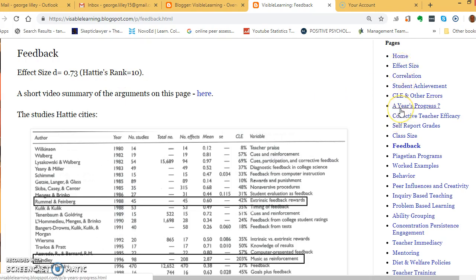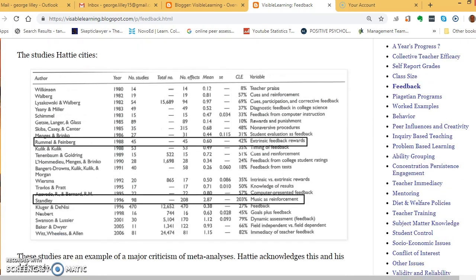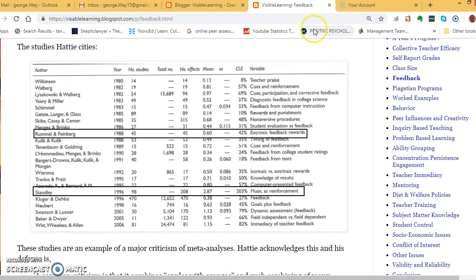In addition, Hattie continues to use an effect size of 0.4 as his hinge point, and he equates that with a year's growth. So anything above 0.4 is considered to be in the zone of desired effects. Now, Hattie used about 20 meta-analyses that he references in his appendix, and I've copied them here. So what he did was he derived an average effect size from each study and then averaged all of these averages to get his 0.73.